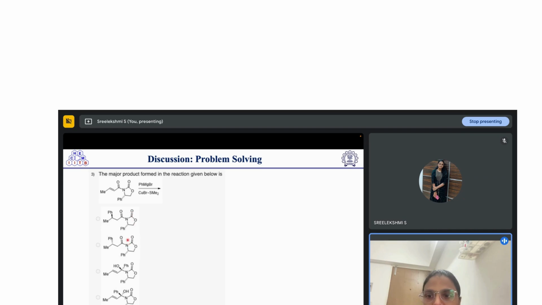So, we can see the first two options are 1,4 addition products, and the last two are 1,2 addition products. And so, out of these four, which will be the major product of the reaction?